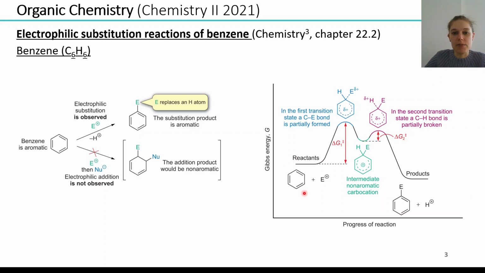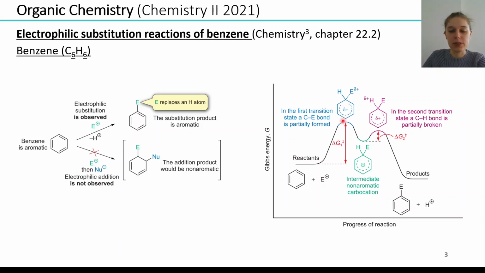So we start with the benzene molecule and we have an electrophile next to it. Then we will see that one of the carbon-carbon double bonds is attracted towards the electrophile, and then we go into the first transition state, where we already have the new carbon-electrophile bond partially formed, which is indicated by the dotted lines. At that moment, you can also draw inside the benzene ring this dotted half circle, which indicates that the positive charge is now delocalized around the ring.